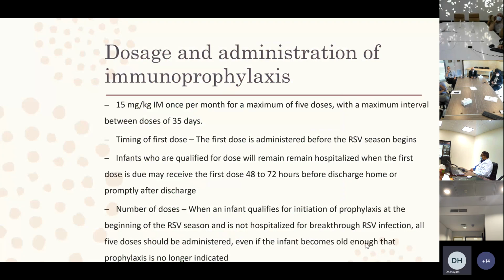Now, the dosage is 15 milligram per kg IM, 5 doses with an interval of 35 days maximum. Timing of the first dose is before RSV season begins. Infants who qualify for the dose and remain hospitalized when the first dose is due may receive the first dose 48 to 72 hours before discharge home. When the infant qualifies for initiation of prophylaxis at the beginning of RSV season and is not hospitalized for breakthrough RSV infection, all 5 doses should be administered, even if the infant becomes old enough that prophylaxis is no longer indicated. If he passes 1 year old, for example, and has a remaining dose, for example the March dose, he should take the March dose.